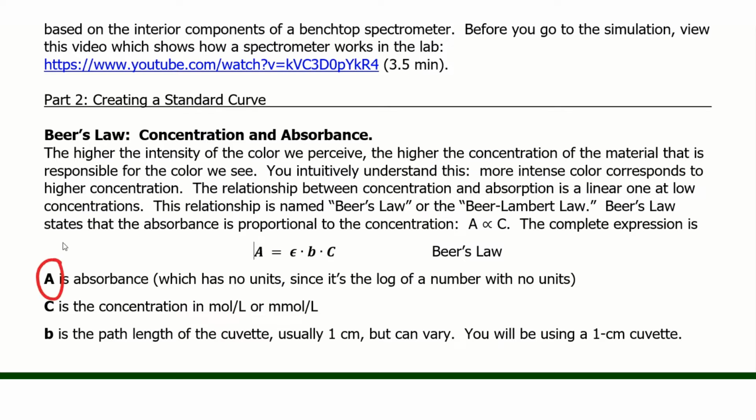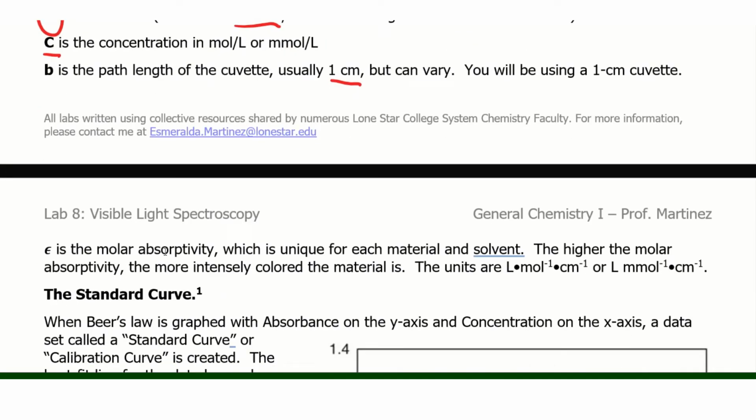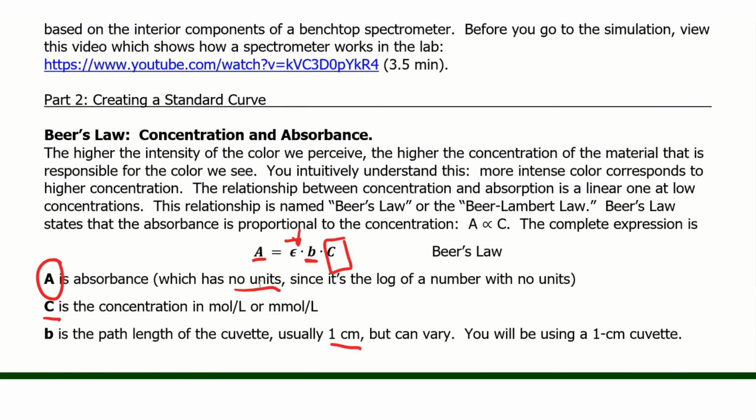Beer's law describes absorbance, A, which doesn't have any units. C is the concentration, right there. B is the path length. It's an actual length, so typically it'll be 1 centimeter. And then E is something called molar absorptivity, and it's like a Greek epsilon. I don't remember the name off the top of my head, but it's a little E, and it's unique for each material and solvent. So this is Beer's law.